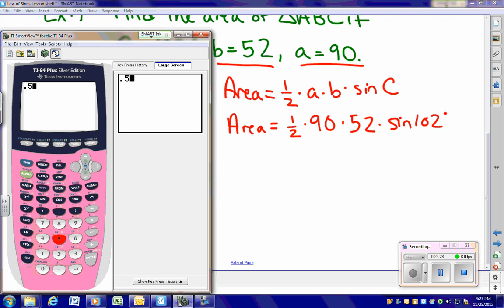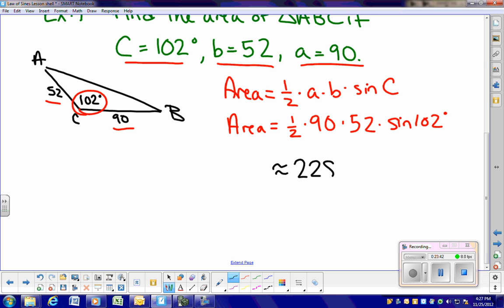Okay, so I'm going to take 1/2 times 90 times 52 times the sine of 102. Okay, and we're going to hit enter on that. And this is my answer. Okay, 2288-ish. And the units that are written on your page are meters, so this would be square meters for a measurement of the area.